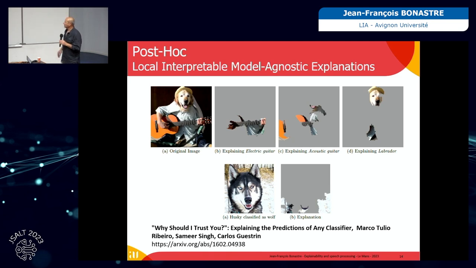Some very well-known examples add a level of image segmentation, which shows, for example, if the Husky is classified as a wolf, and the explanation said that this part of the image, the snow, in fact drove the decision. So the important part of the image was only here.